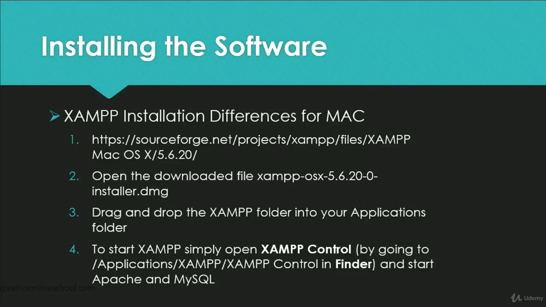If you're not using Windows, then the installation instructions provided already may not tell you all you need to know. For XAMPP, if you're on a Mac, you can use the download location I provided in Figure 1. After downloading, just open the downloaded file. It should be named the same as I listed here. Drag and drop the XAMPP folder into your Applications folder. That should complete installation. And then, to start XAMPP, simply open the XAMPP control by going to /applications/XAMPP/ in your Finder. And from there, you can start Apache and MySQL.